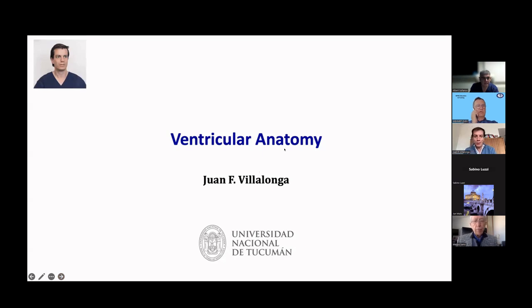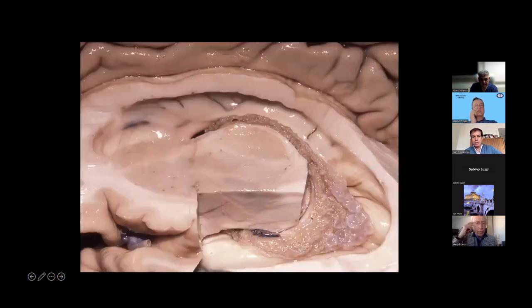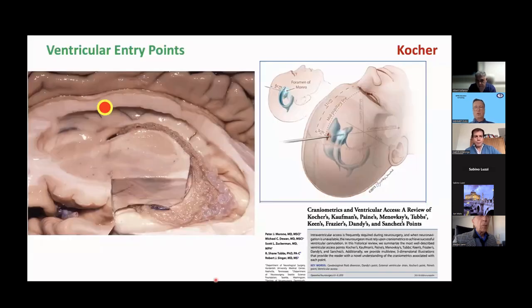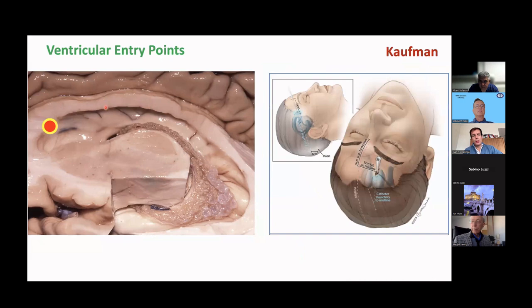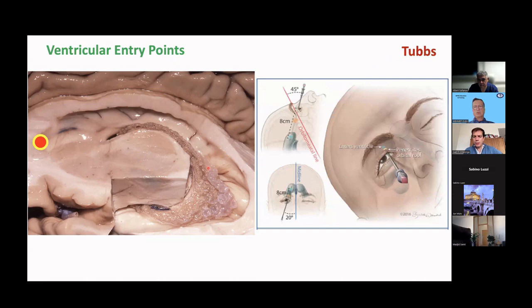But on the topic of this morning, ventricular anatomy, about the lateral ventricles. This is a sagittal cut of the brain. Can we observe the frontal horn, the body, the atrium, and the temporal horn. This is the lateral ventricle in a C form. Different entry points to the ventricle. This is in the bone plane, the Kocher point, and this is the entry zone in the ventricle. This is the Kaufman, more anterior. Then we have the Paine, Menovsky, not useful, and others, and this is anatomy in practice.